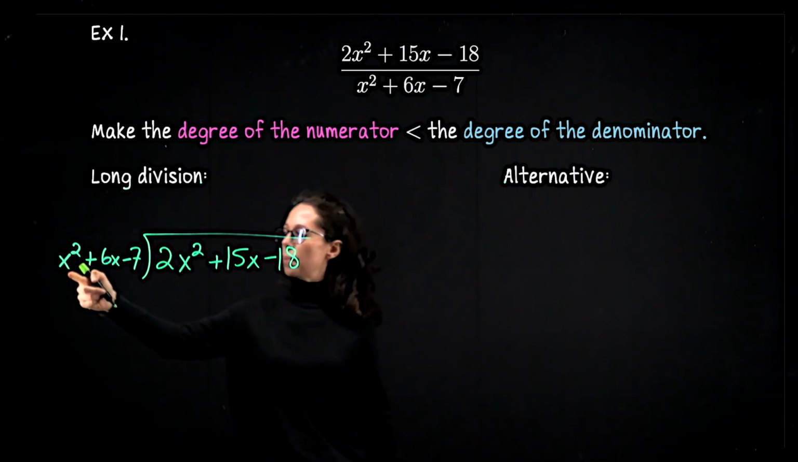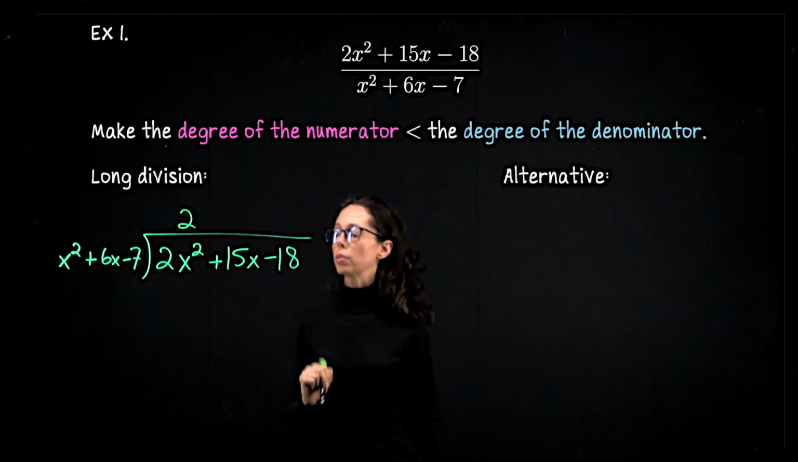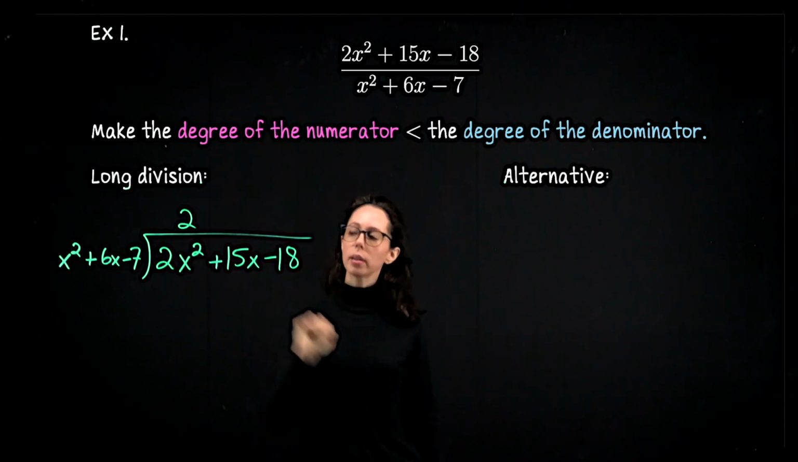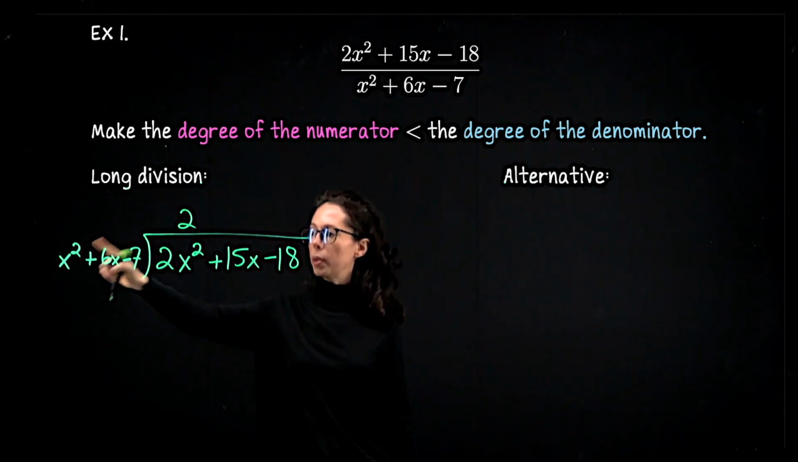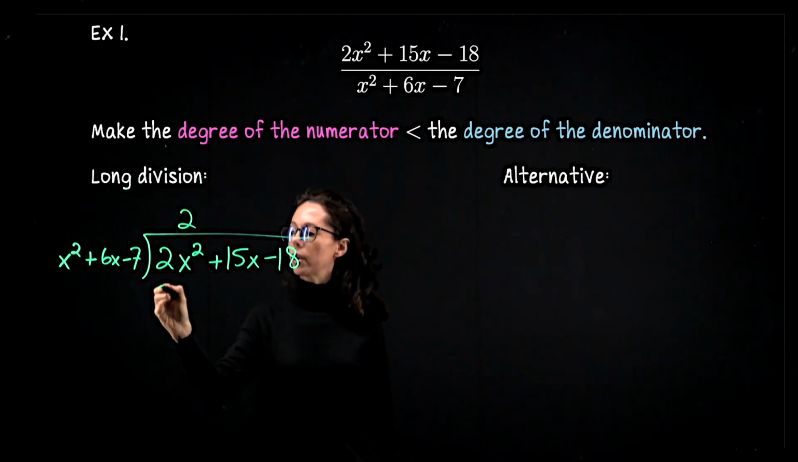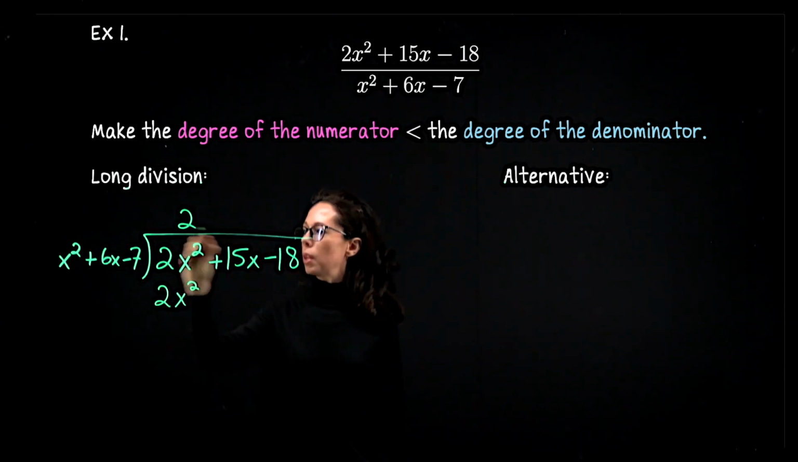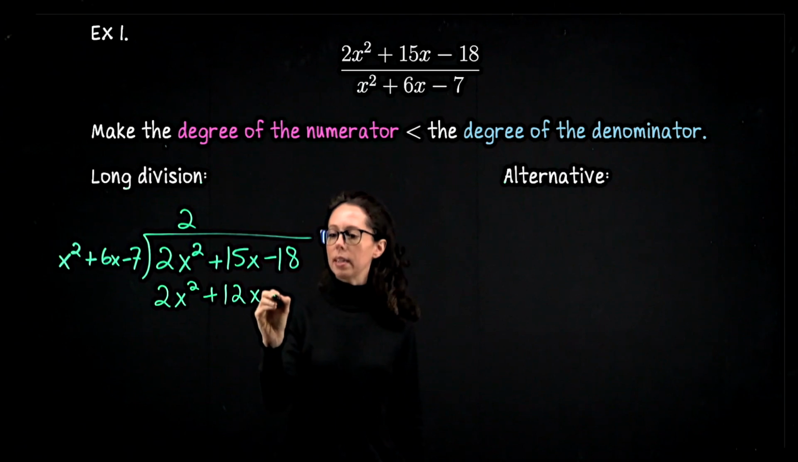We'll say, how many times does x squared go into 2x squared? I just write that here. Goes in twice. So x squared times 2 is 2x squared. Now let's take this 2 and multiply it by this polynomial on the left. So 2 times x squared is 2x squared plus 12x minus 14.